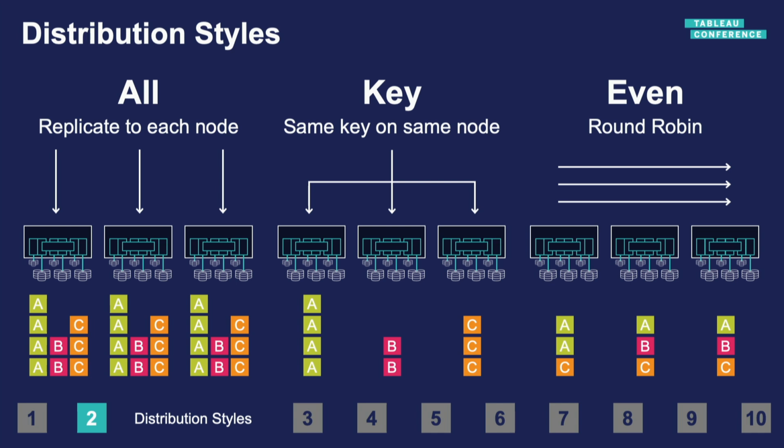The opposite of that is called data skew, where you have too much data on one node and not enough data on another, and then the load between the nodes is not evenly distributed.